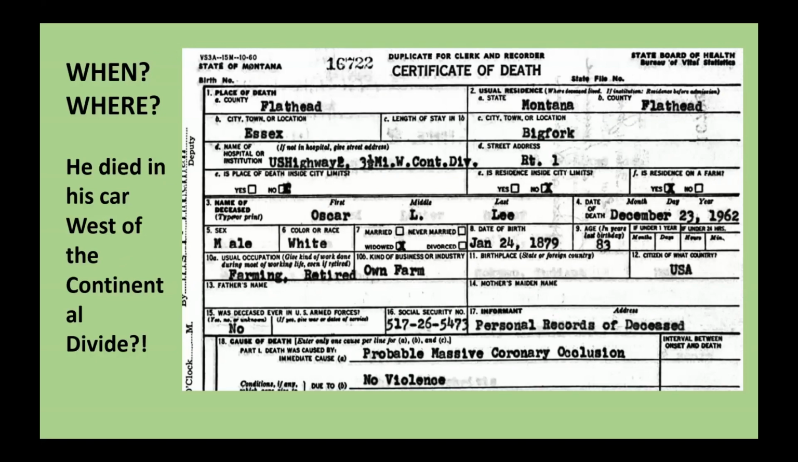So you'll see a certificate of death here for my grandfather, Oscar L. Lee, who was driving almost over the Continental Divide on US Highway 2 when he suffered a heart attack, massive coronary occlusion, they think. And his car, it being wintertime, December 23 of '62, dived into the snowbank on the side where there's the Flathead River below, but thank goodness he didn't plow all the way through. He was driving very, very slow. But here's the when and where of this one.